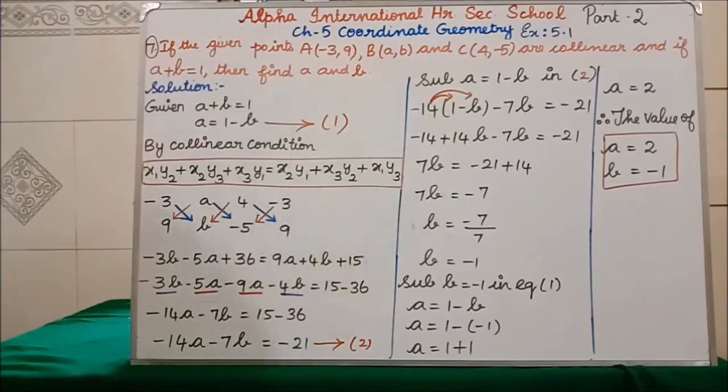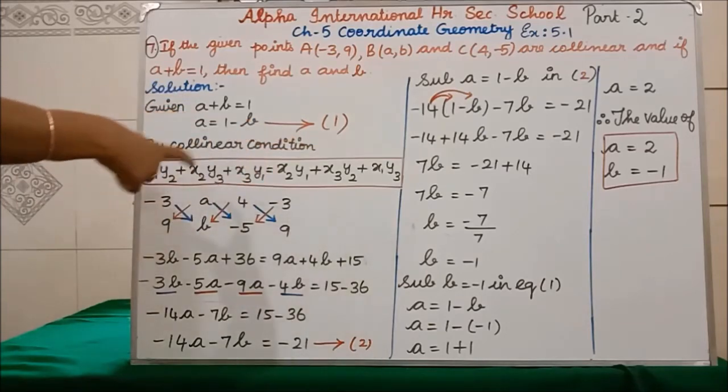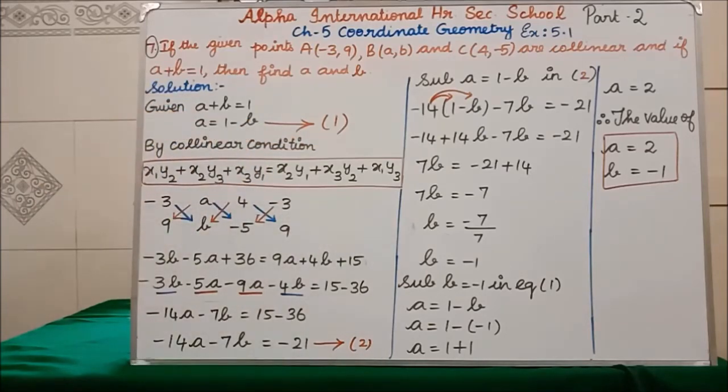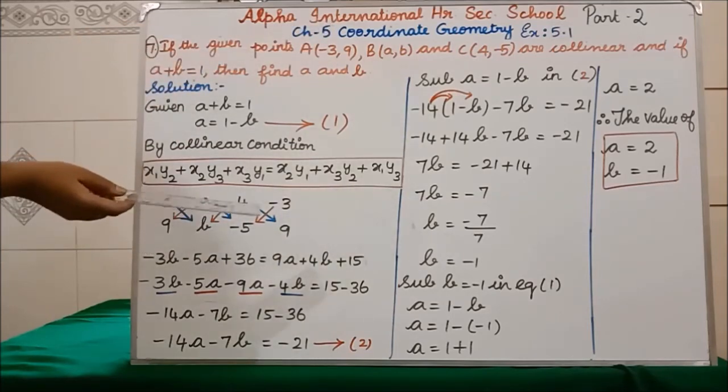Mark that as equation 1. By the collinear condition, I have written that condition here. Now this is the inside layer of the triangle, what we will write here. What are the vertices they have given? -3, 9, A, B, 4, -5.